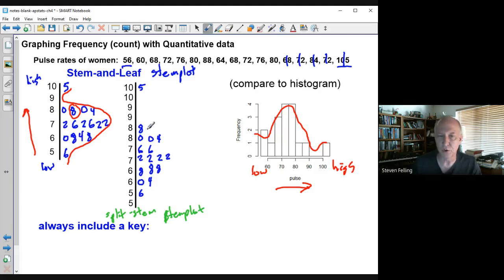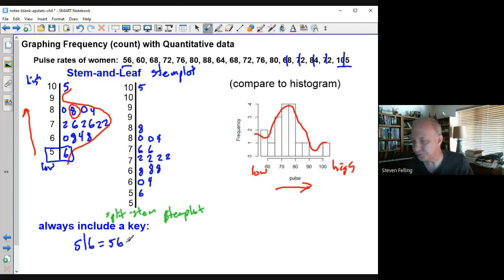And then we also need to always include a key. So a key would be something like this. If we want to say, okay, what does this 5, 6 represent? So we just include a key that says 5|6 equals the number 56, right? So always include a key when you make a stem plot.